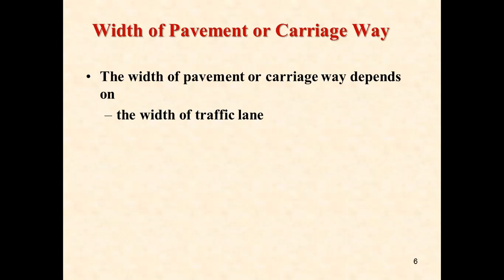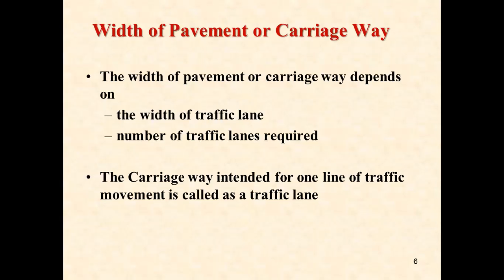So the width of the pavement or carriageway depends on the width of the traffic lane, meaning how many lanes we are going to provide, the number of traffic lanes required. The carriageway intended for one line of traffic movement is called a traffic lane.